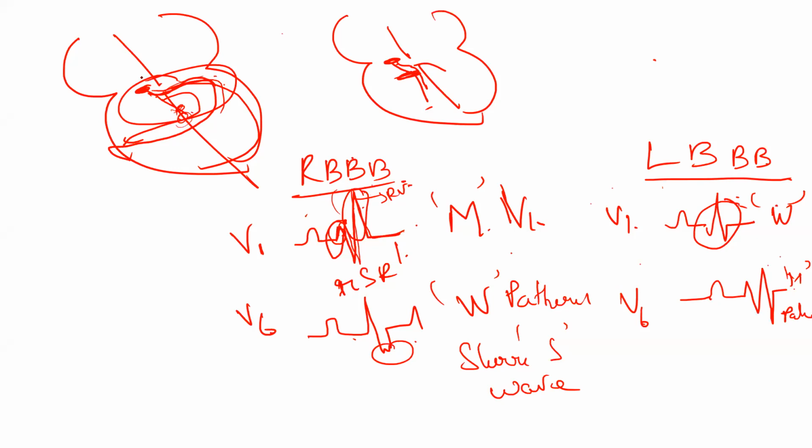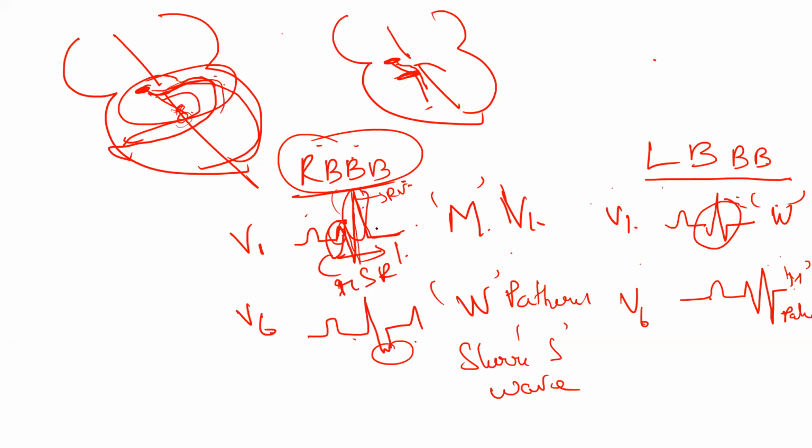So a slurred S wave in V6 and a typical M pattern in V1 is the typical feature of right bundle branch block. W pattern in V1 and M pattern in V6 is more likely left bundle branch block. And there is a widened QRS interval because of the longer time for the action potential to travel in the ventricle. So widened QRS complexes.